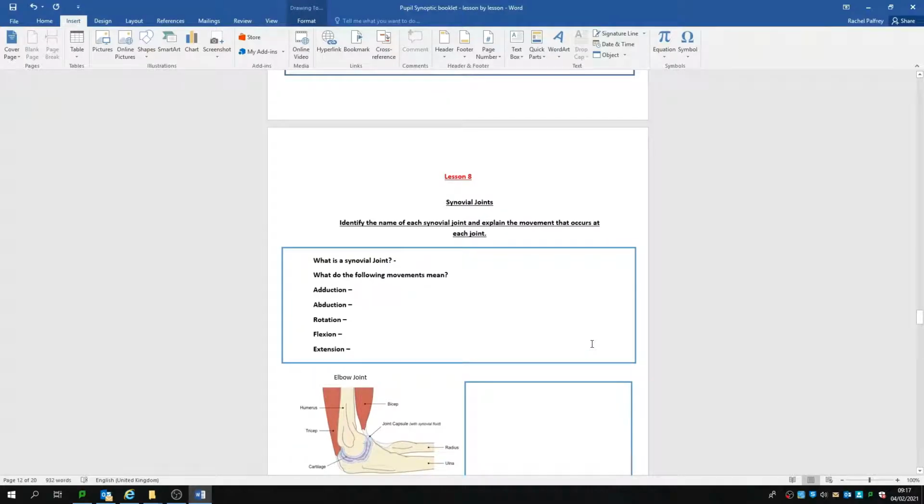Okay, today's lesson is about synovial joints. So what we need to know by the end of this lesson is the name of each synovial joint and explain the movement that occurs at each joint.